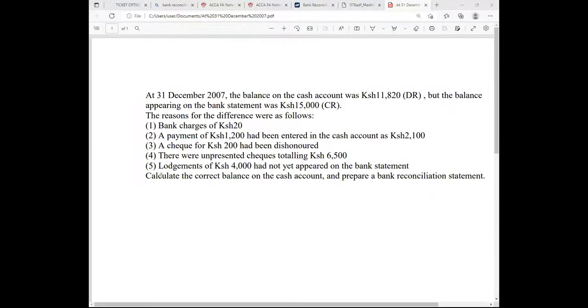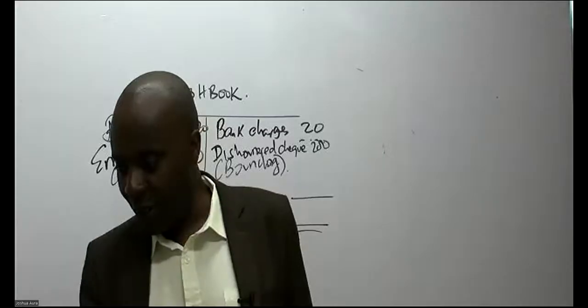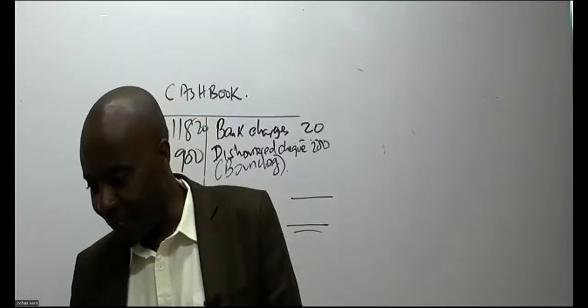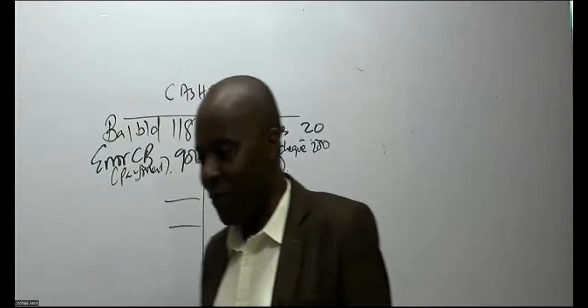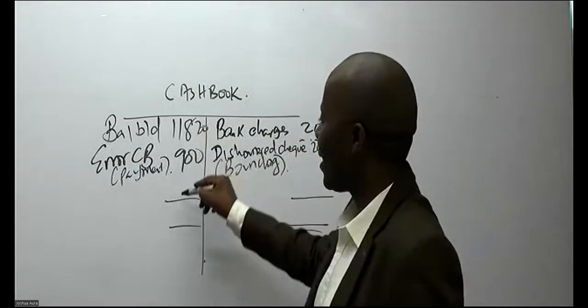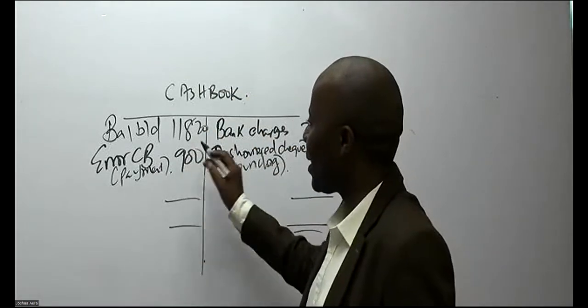Great. The next thing should be for me, because we know not 4 and 5 are going to the bank statement. Could you kindly come here and give me the balance carried down in the cash book? Which side is heavier? Must be this side. So you take 11,820 plus 900.